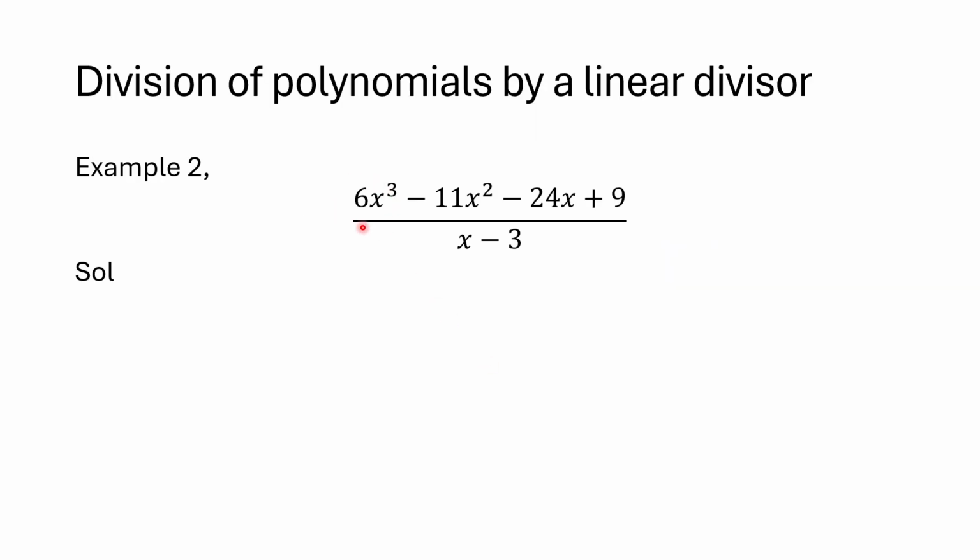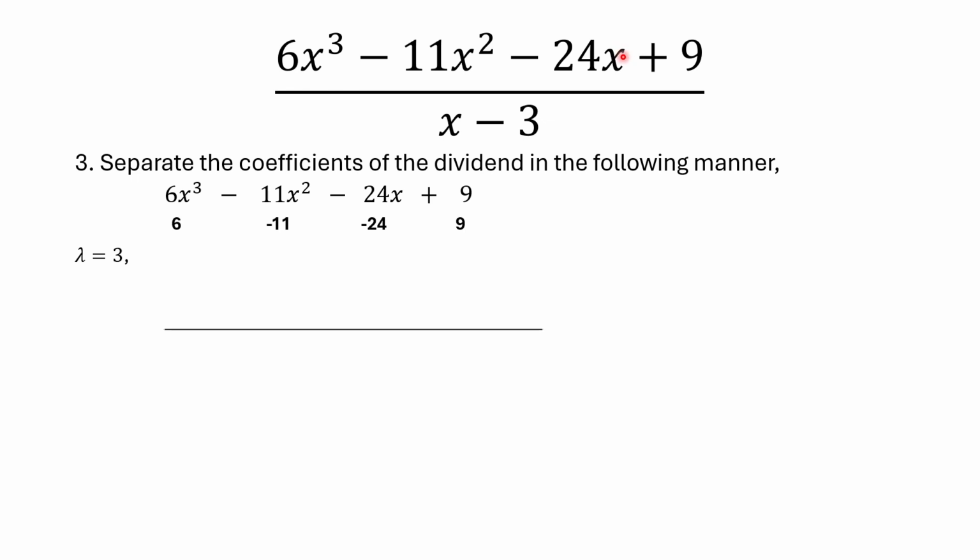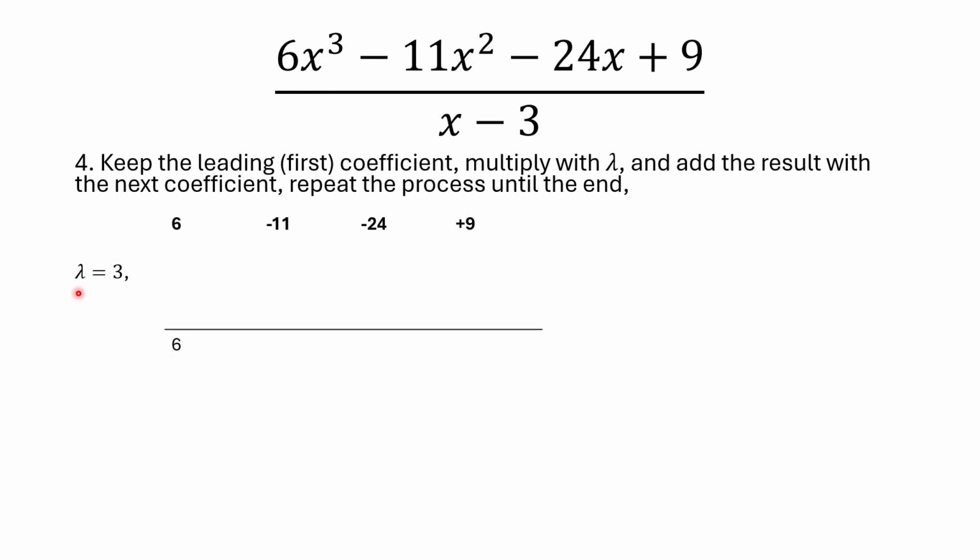We are going to use the same approach for example 2 as well. So the first thing that we do is to find the lambda. So in this case, our lambda is going to be positive 3. We move on to the next bit, which is separating the dividend. So we separate the dividend in this particular manner, and we drop down the leading coefficient.